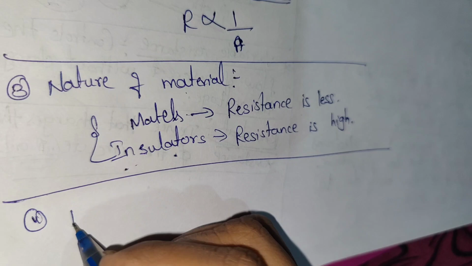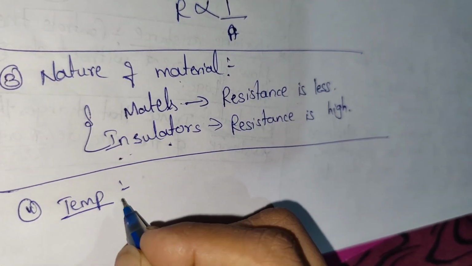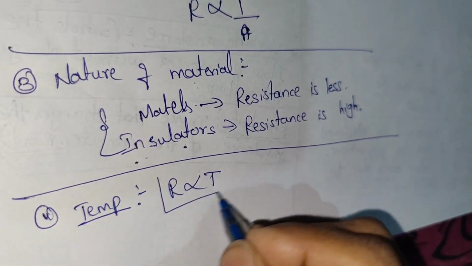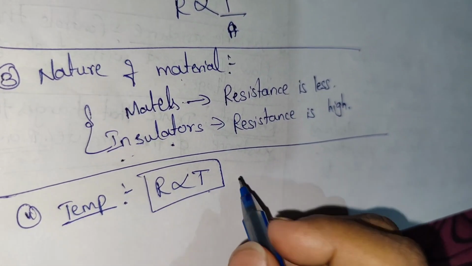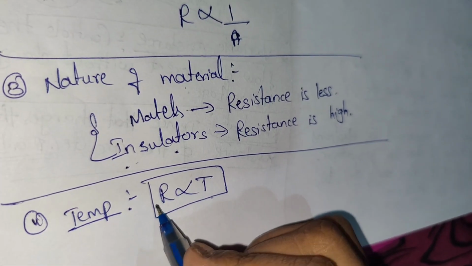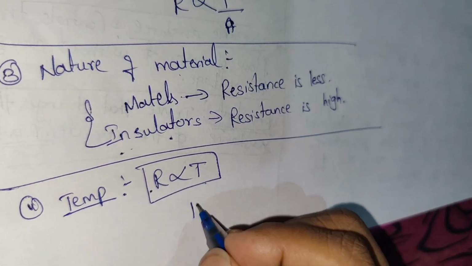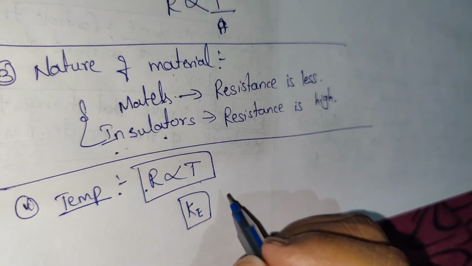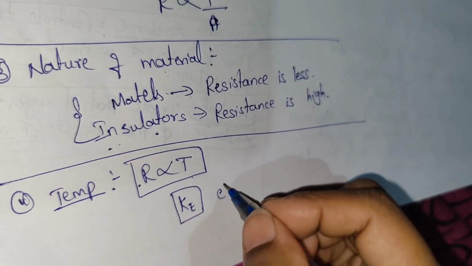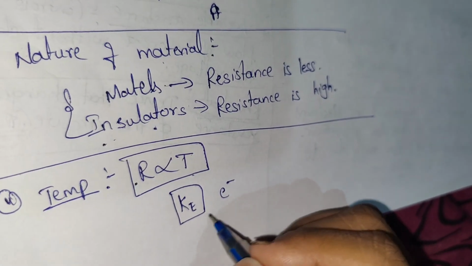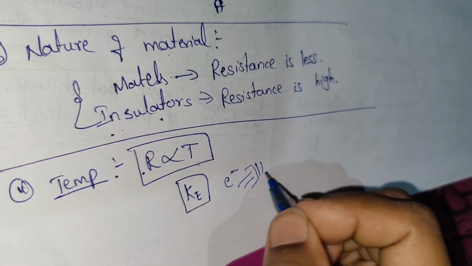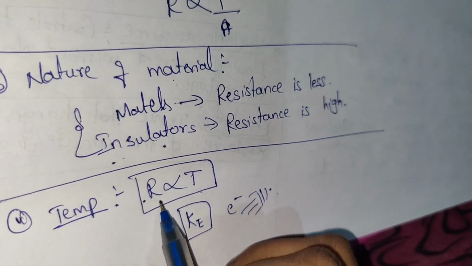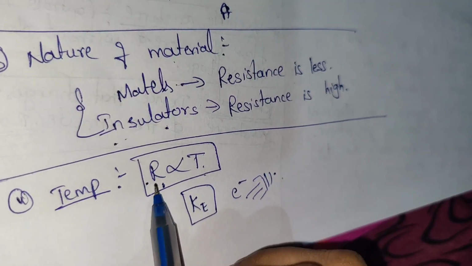Next, fourth one is temperature. Temperature also increases the resistance. So R is directly proportional to T. Why? Because as the temperature increases, resistance also increases. Increase in temperature increases the kinetic energy or movement of atoms. If atoms are moving, the electrons collide with these atoms, so it will be more difficult. So if temperature increases, resistance also increases.